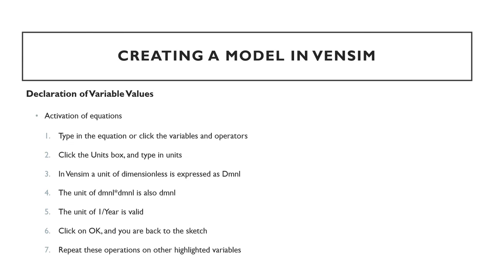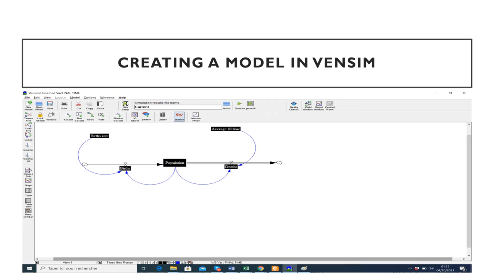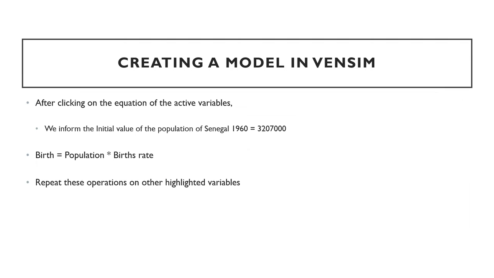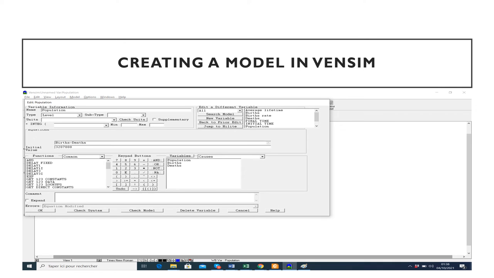To declare variable values and activate equations, you can simply follow steps 1 to 7, and you will be able to illustrate the causal relationships of interest. This is an illustration of the causal relationships of interest. Click on the equation of the active variables, and we can fill it with initial values, for example, the population of Senegal in 1960. We can also fill it with values of birth given as population times birth rate. We can repeat these operations on other highlighted variables. This is where we are able to enter the information.